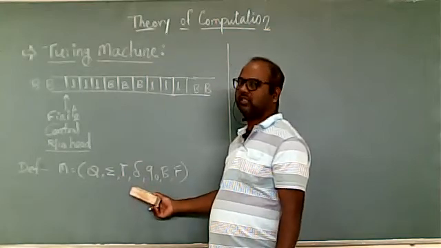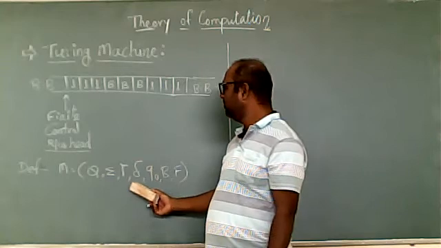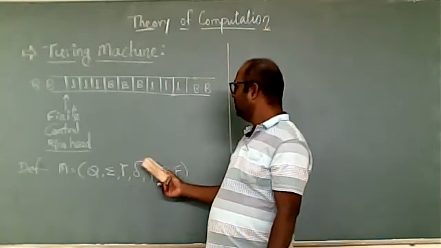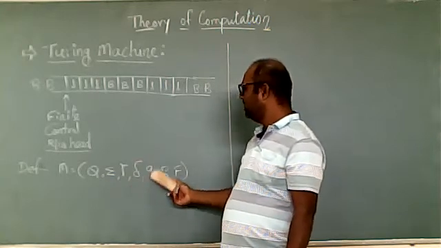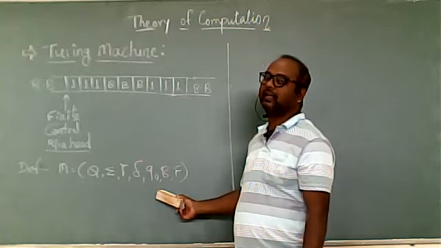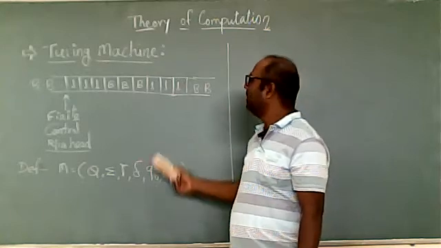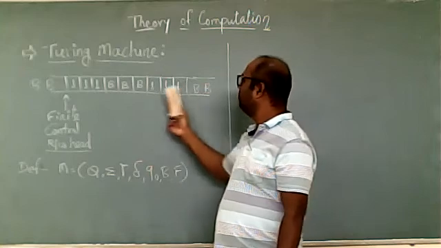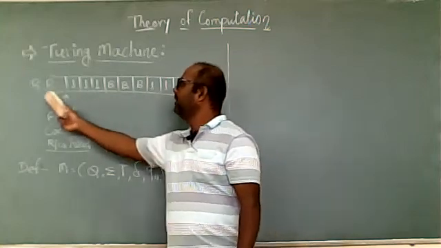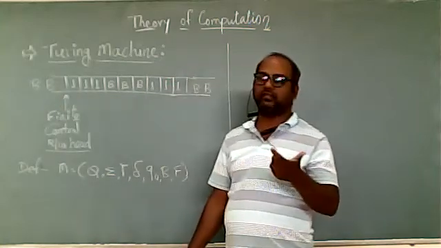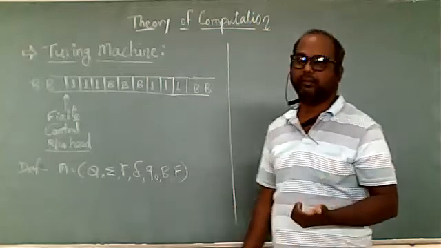Del is your transition function. Q0 is the initial state. B is a blank. B stands for the blank. Now, blank is a special symbol which will indicate the blank cells of the tape.